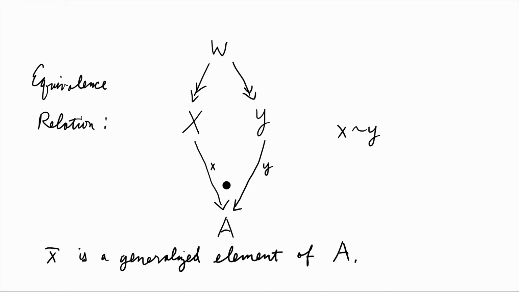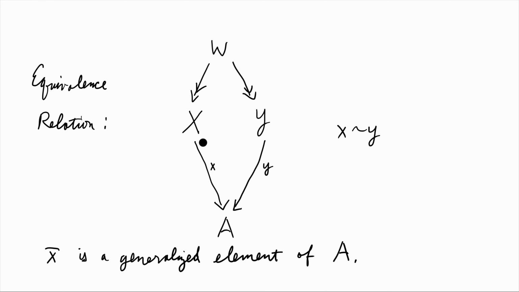And when are they going to be the same? We have an equivalence relation, which is simply if we can extend back a diagram like this in such a way that we have an epi and an epi. That's the equivalence relation, and the equivalence class of X is what you call a generalized element of A. Now, you can check that such a definition for a relation is an equivalence relation.